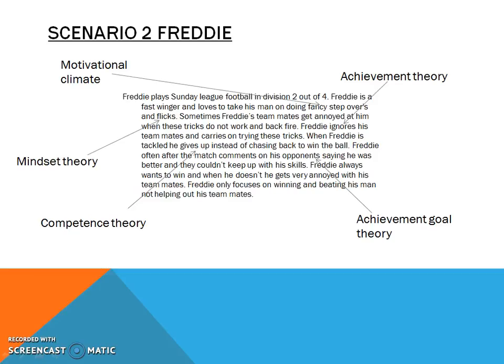You can also link competence theory, because Freddie is a low achiever, as he doesn't take feedback well. He's focused on outcomes, and Freddie's mistakes are also in his control, as it's when he tries to do new skills he has not mastered yet. You can also say Freddie has trait motivation, as he is always motivated to win and focusing on the outcome. However, he does give up easily.